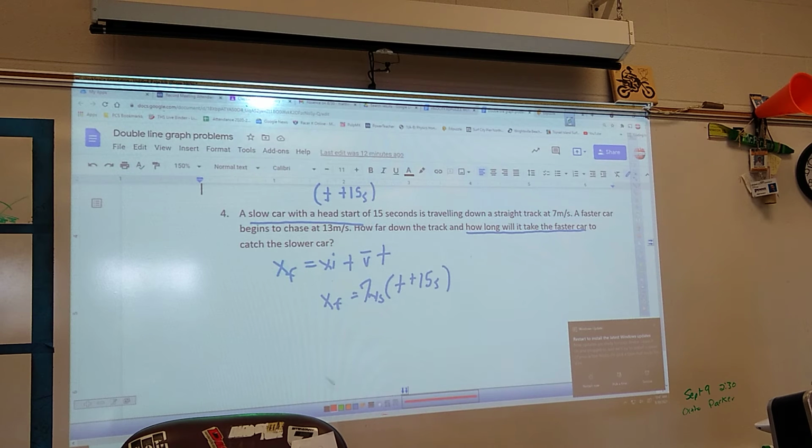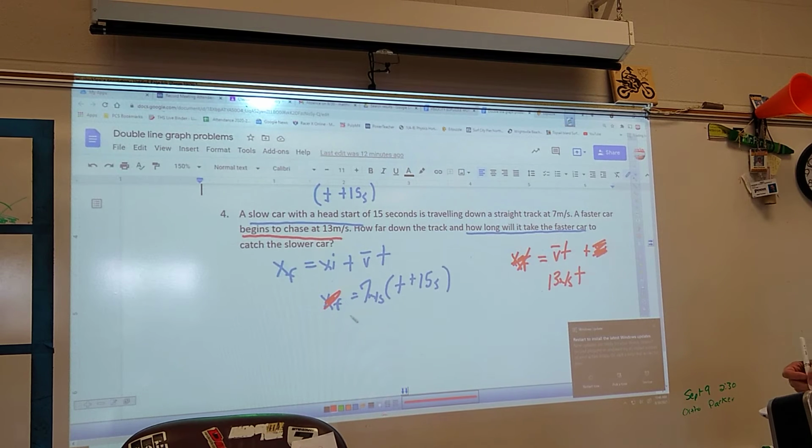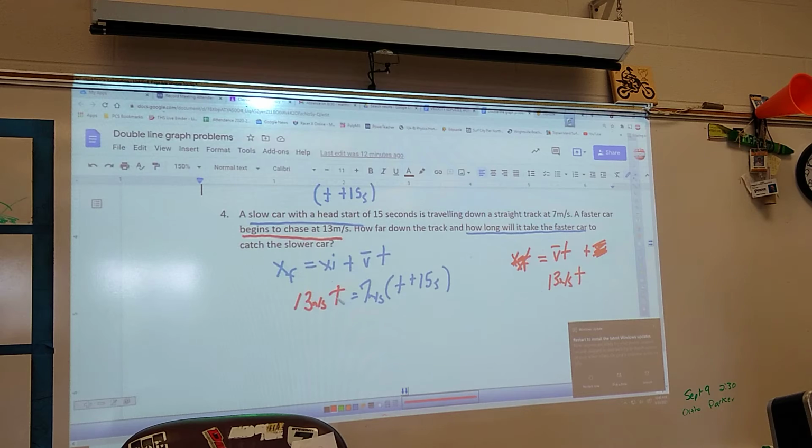All right, if we're writing a formula for the faster car, it has no head start and its time is t equals 0 when it starts. So its final distance x is just going to be vt. There's no xi because it doesn't have a head start. So it's going to be traveling at 13 meters per second for only t seconds. So these xf's will be equal when the cars crash. The simplest way to write this is to say 13 meters per second for t seconds is equal to 7 meters per second times t plus 15 seconds.